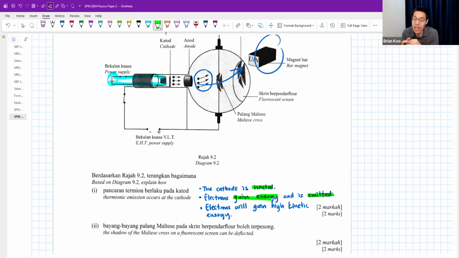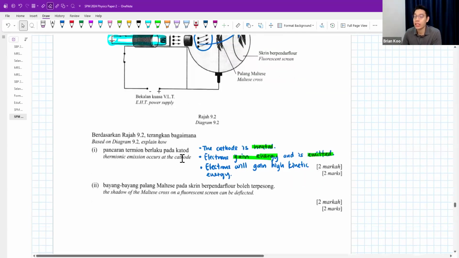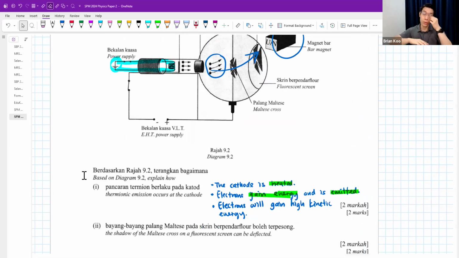Then they ask you how the shadow of the Maltese cross tube can be deflected. Why does it go up? Okay, I hope you all understand that this is talking about Fleming's left-hand rule. This is something you all learn in chapter 4.1. The cathode ray acts as a current flow. When electrons move one direction, it means that current is flowing the opposite direction. That one you need to know, right? So when there is a current flow and there is a magnetic field, you are having an interaction. You're going to produce a force.